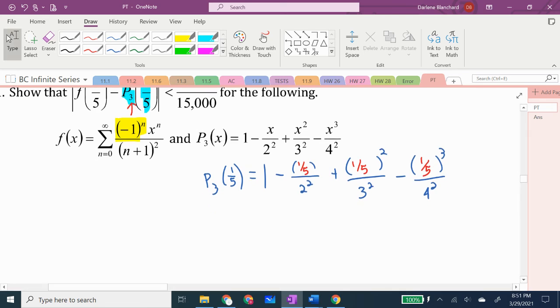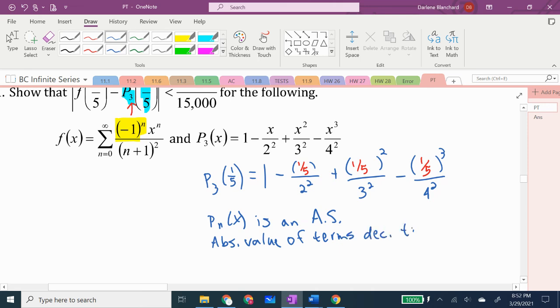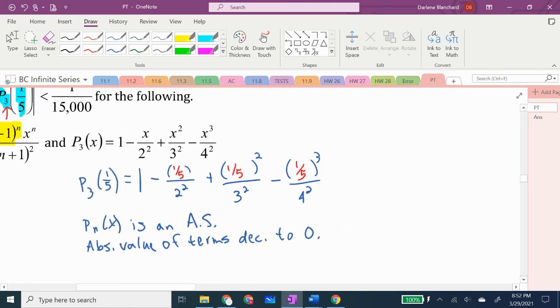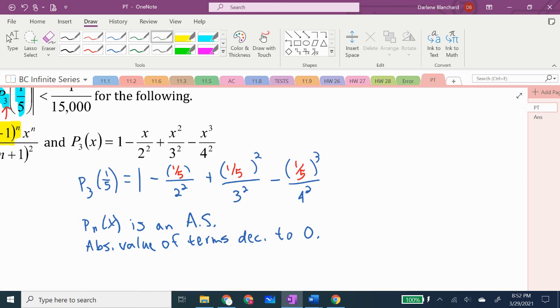provided that this polynomial is an alternating series. The absolute value of the terms decrease to 0. And that means that my error is no more than the first omitted term. And the first omitted term is what was going to come next.